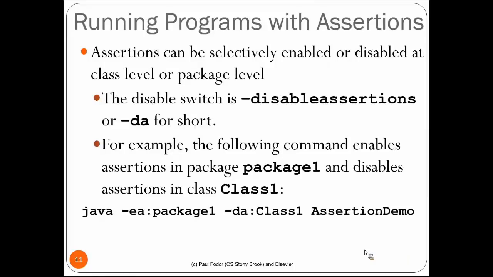Assertions can also be selectively enabled or disabled at a class level or package level. We can disable all assertions with -disable assertions, though they are already disabled by default, or we can selectively disable only the assertions in class 1, but enable the assertions from package 1.